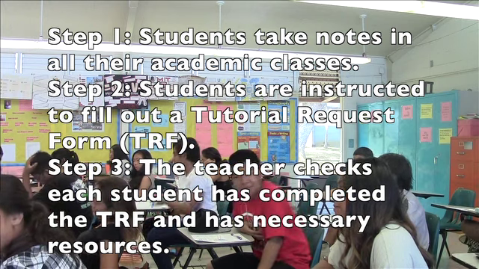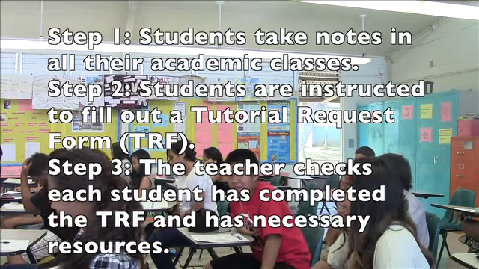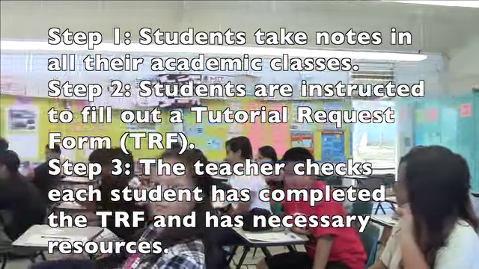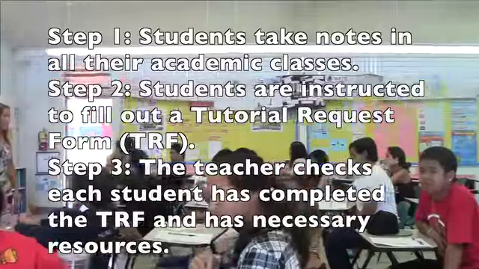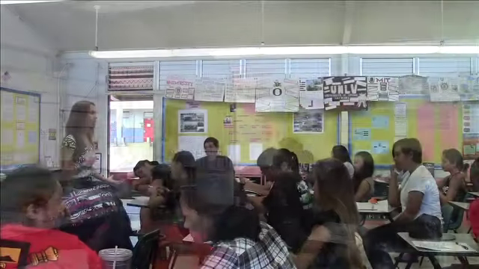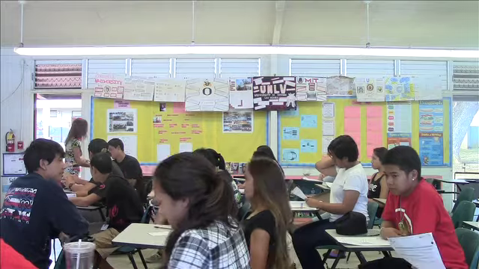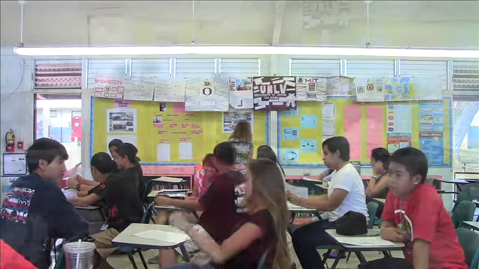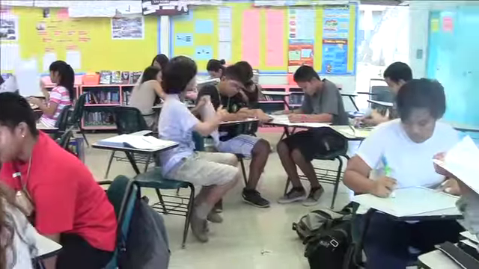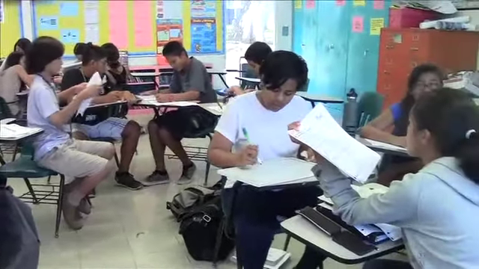Before actually starting the tutorials, the teacher checks each student has completed the TRF and has brought necessary resources to class. What we're going to do is I'm going to check your TRF. So take out your TRF. I'm going to come around and check that. Steps 4 to 7 take place during the tutorial sessions.